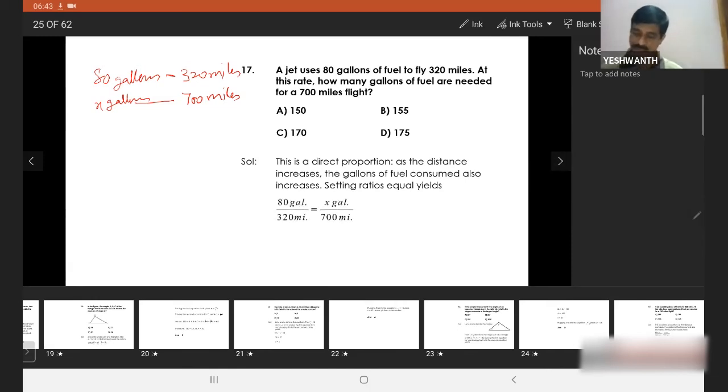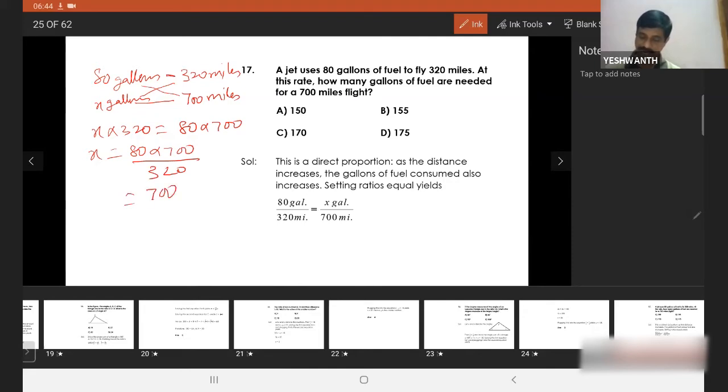Therefore, we'll be taking cross multiplication type. So x into 320, cross multiplication. So x into 320 equal to 80 into 700. So x equal to 80 into 700 by 320. So this is 700 by 4. 4 ones 4, 4 7s 28, 175. So option is D. Please note it fast, quick.